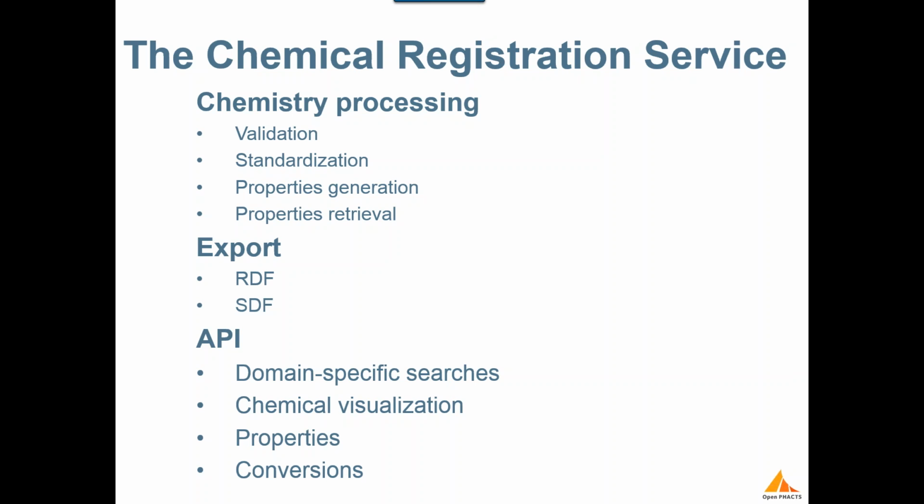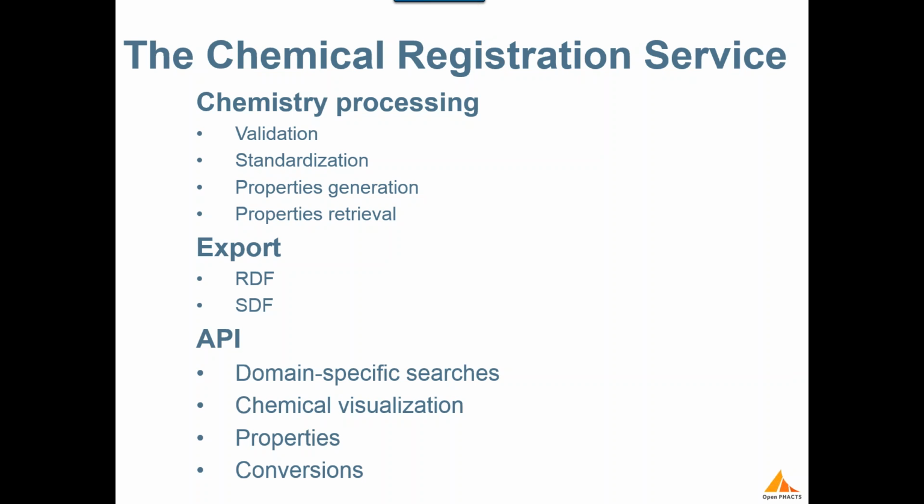First of all, we do chemistry processing. We load chemical data coming in popular cheminformatics formats like the SDF file format. We validate, we standardize, we generate properties. We are also able to retrieve properties from third-party systems like ChemSpider and some others using their APIs. And that all belongs to the chemistry processing pipeline.